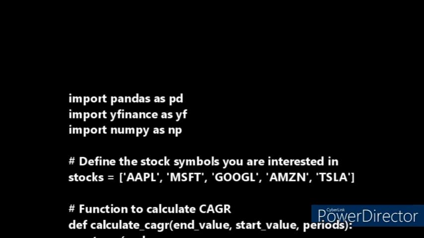# Function to calculate CAGR. def calculate_CAGR(end_value, start_value, periods): return (end_value / start_value) ** (1 / periods) - 1.